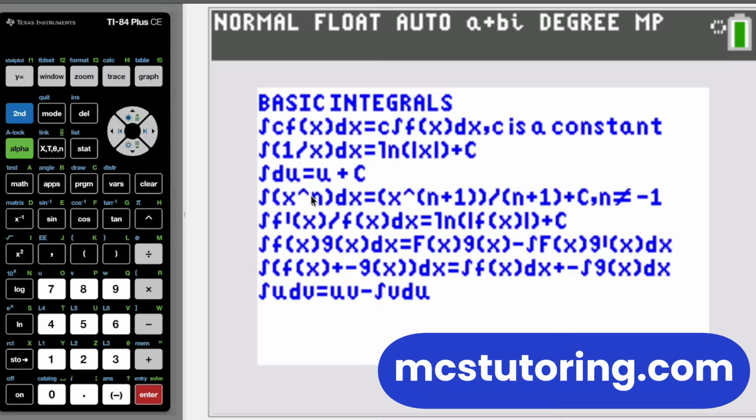The integral of x to the n dx is x to the n plus 1 divided by n plus 1, all that plus c, so long as n does not equal -1, because otherwise you're dividing by 0. Also, the integral of f prime of x over f of x dx is ln absolute value of f of x plus c. Integration by parts is here too, at the end, I think.